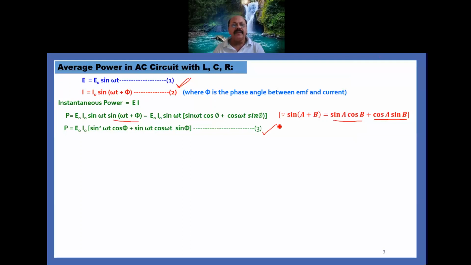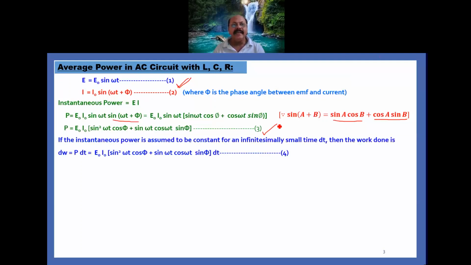Now we have to consider that the instantaneous power is assumed to remain constant for a very small time dt. Then small amount of work done dW equal to P dt, and the value of P we can write from equation number 3. So dW equal to E naught I naught within bracket sine square omega t cos phi plus sine omega t cos omega t sine phi dt. Mark this equation number 4.